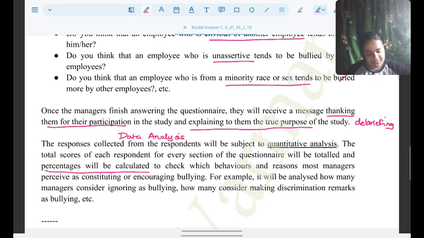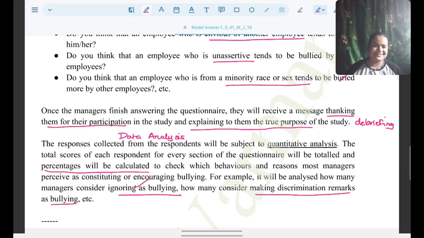For example, it will be analyzed how many managers consider ignoring as bullying, how many consider making discriminatory remarks as bullying, etc. So I've just given a few examples to make it clear what I mean by calculating percentages. What I mean by calculating percentages is picking up any one behavior such as ignoring others and seeing how many managers feel that ignoring others is bullying and how many feel that ignoring others is not bullying. So this is the way I have designed my study.